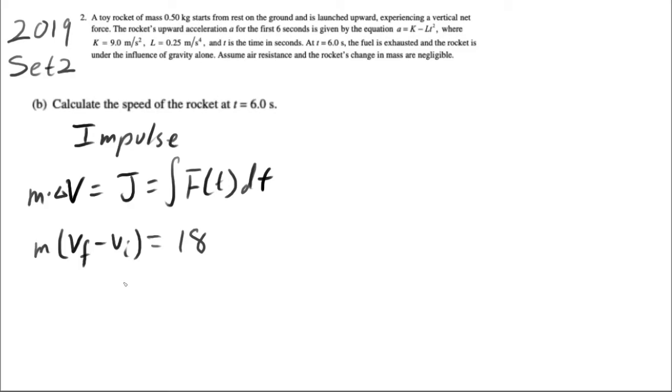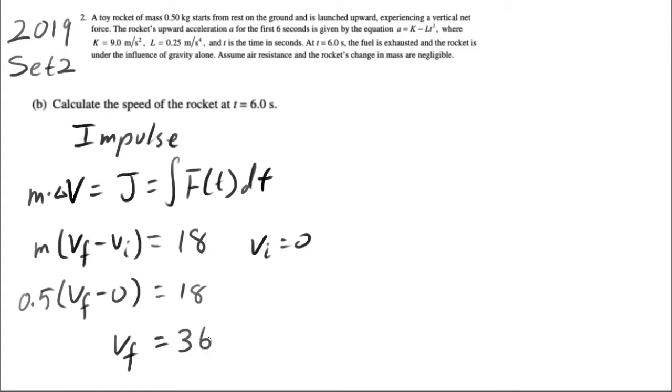So we know that the rocket initially starts at rest because the question said so. So we know that initial velocity is 0, and we actually know the mass of the rocket from the problem. And with the final velocity as the only variable unsolved, we can then plug in the values from the question to find final velocity. And we get the final velocity equals 36. Since everything is in SI units, it's meters per second. And that is your answer for part B.